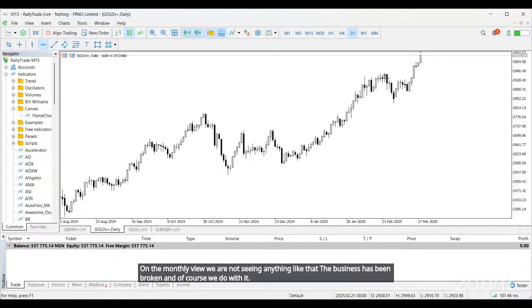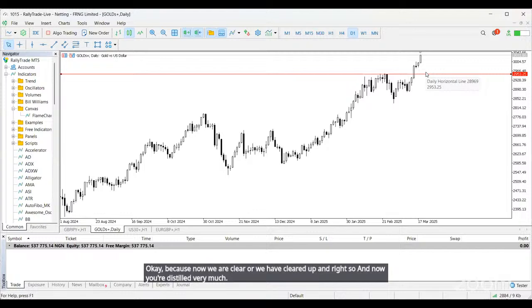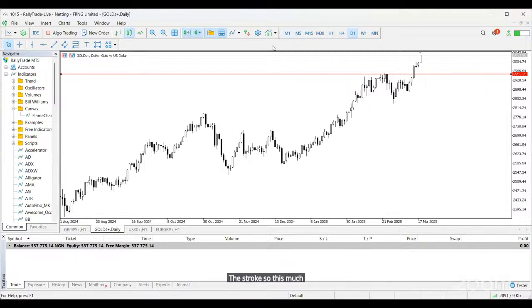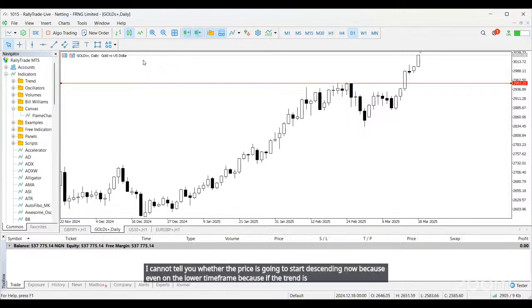So here was the last resistance visited, I think around February or thereabout. But now we have cleared that part, and gold is still very much strong to the upside. So this March, we expect gold to close bullish on the monthly chart. I cannot tell you whether the price is going to start descending now, because if a trend is changing, it should start from a lower time frame.